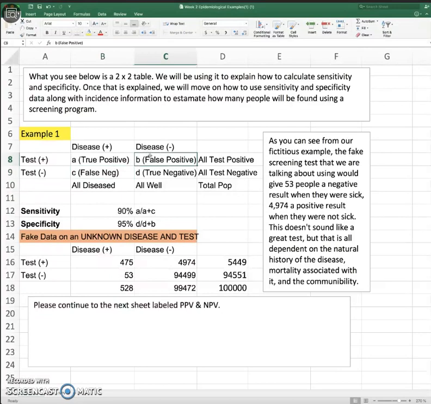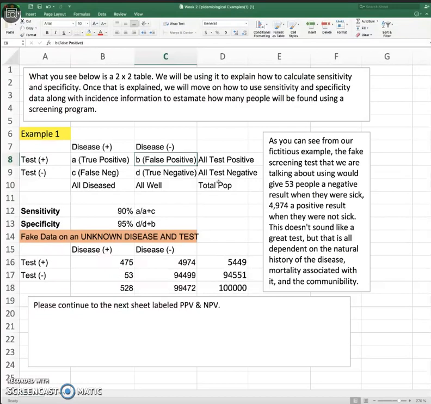Then we have our false positives. So this is people that tested positive for the disease and did not in fact have it. And again, if we go back to the early days of HIV, this was pregnant women. They would often have elevated antibody levels and they would test positive for HIV when they in fact didn't have it.